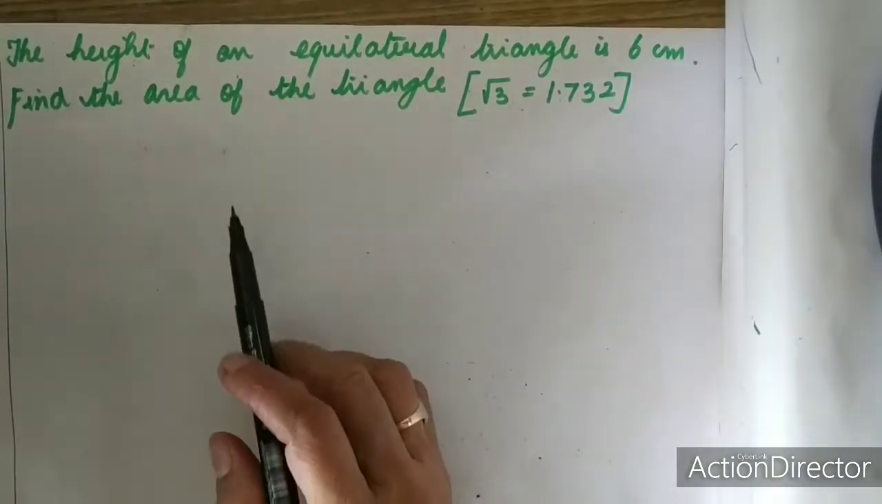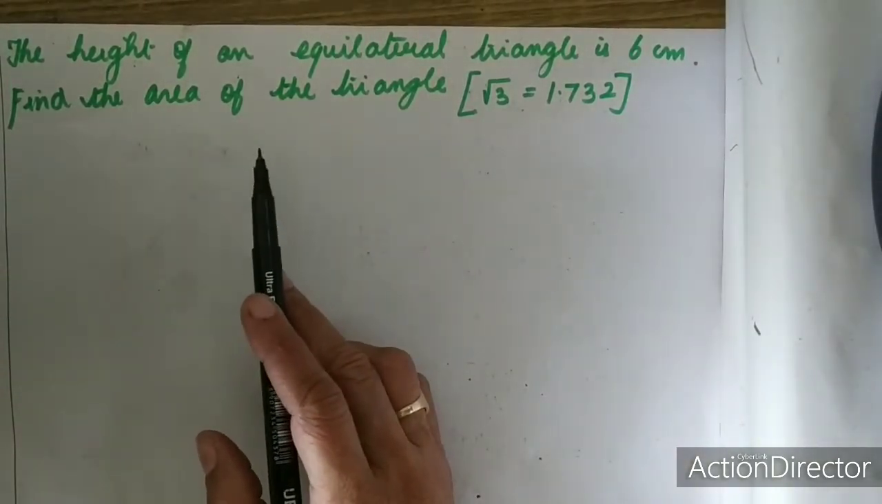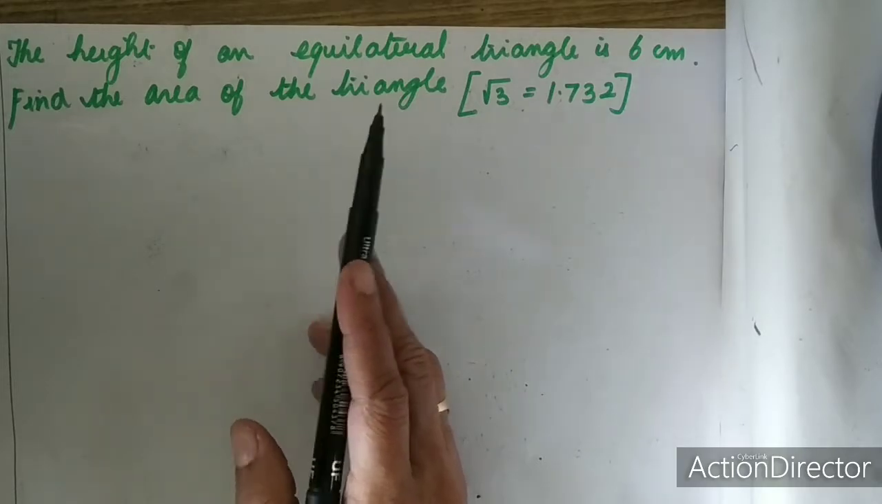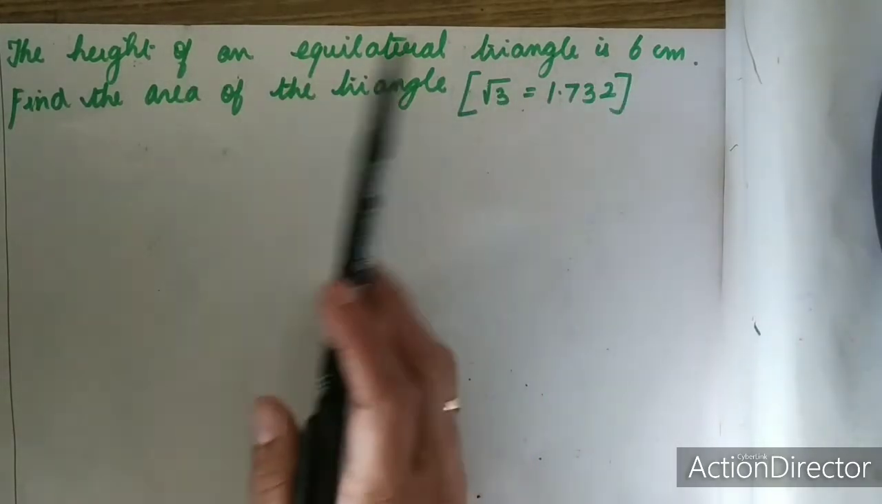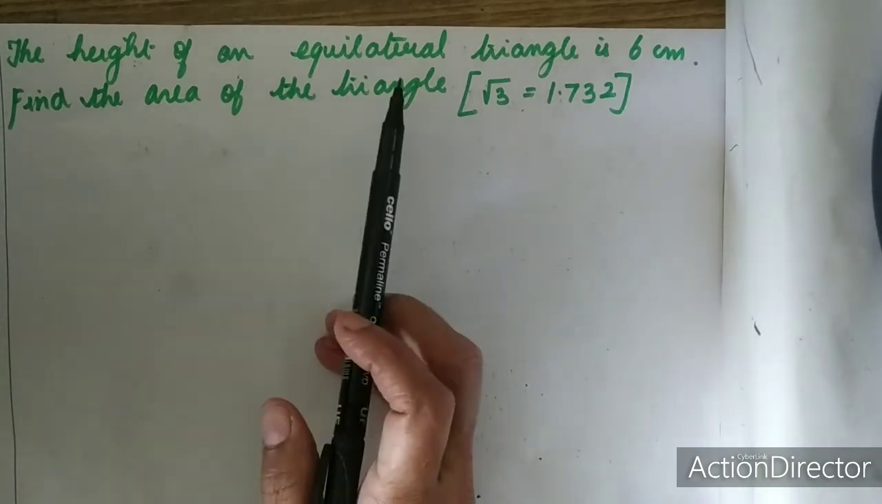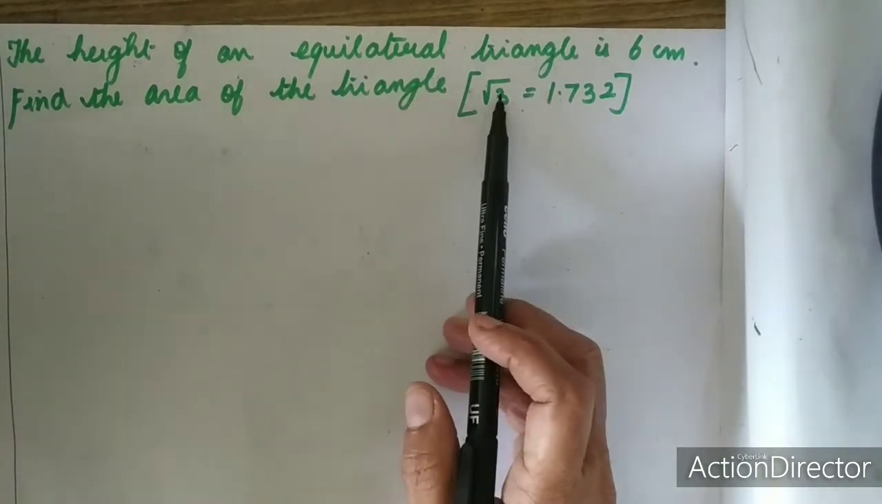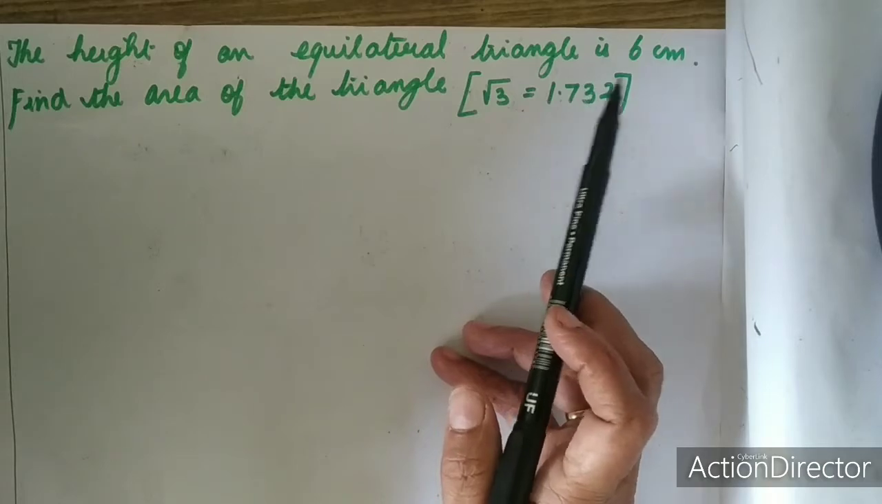Now let us do some simple sums based on equilateral triangle and isosceles triangle. What is given? The height of an equilateral triangle is 6 cm. Find the area of the triangle. And the value of root 3 is given as 1.732.